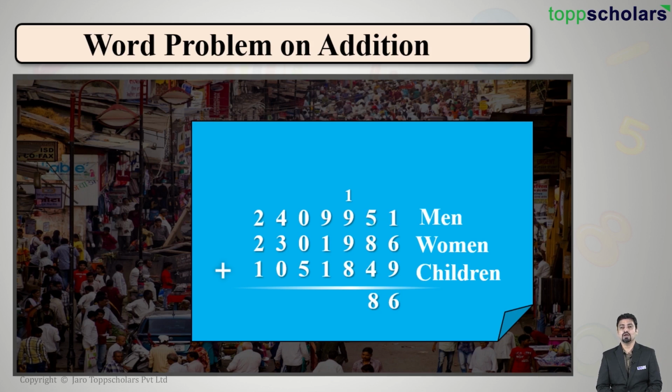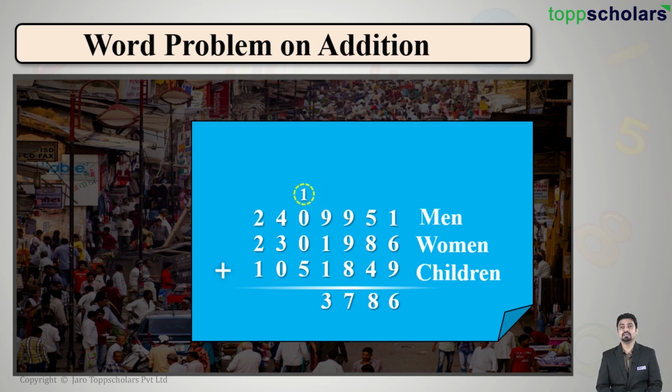In the hundreds column, if we add all the digits, what will be the answer? 1 plus 9, 10, plus 9, 19, plus 8, it will be 27. So 7 in hundreds and 2 taken to thousands column. Let's add the numbers in the thousands column. 2 plus 9 plus 1 plus 1, that is 13. 3 in the thousands and 1 goes to the 10,000s column.